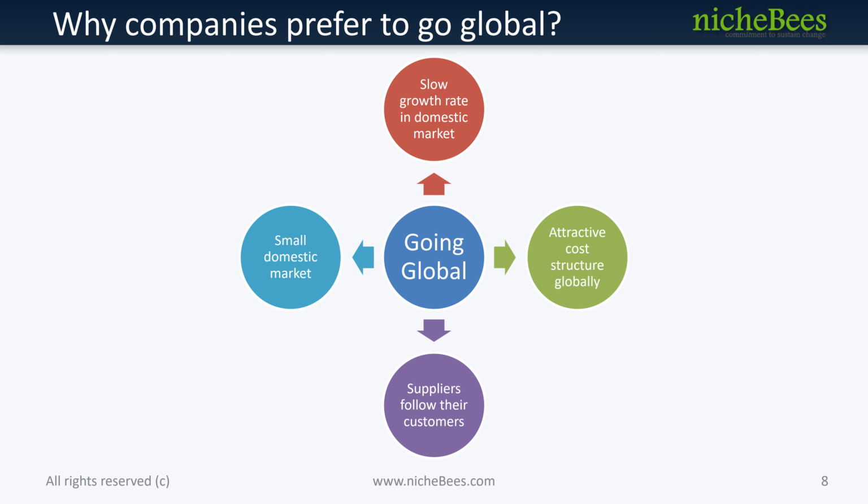Third, attractive cost structure globally. Companies may move their operations to regions and countries where the cost of production is lower because of raw material availability at lower price, cheap labor, or other resources. Fourth, suppliers follow their customers. A multinational company would want its suppliers to supply materials and equipment to all its international manufacturing locations. Then the supplier is forced to move to many international locations to be able to serve their buyers.